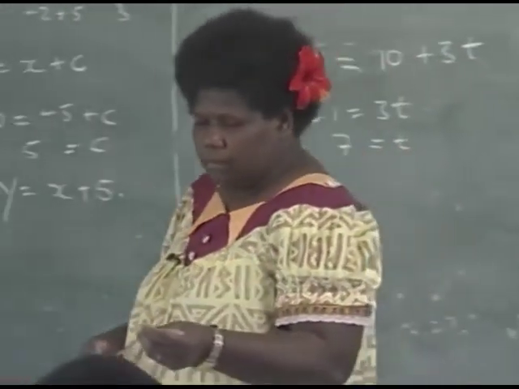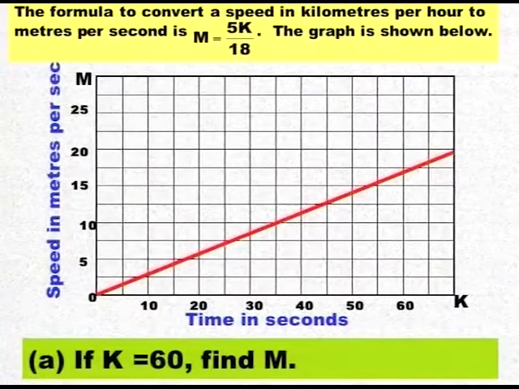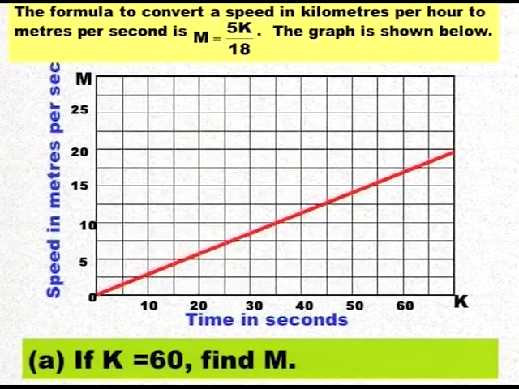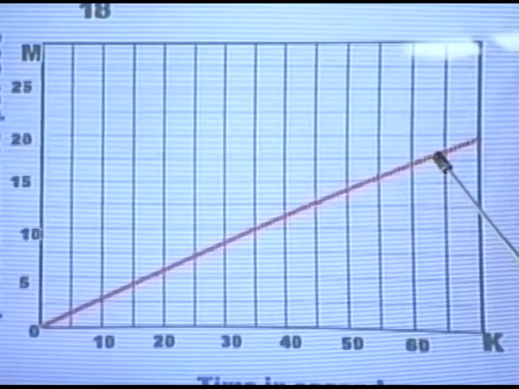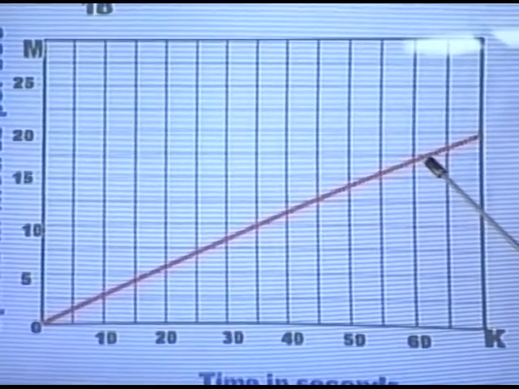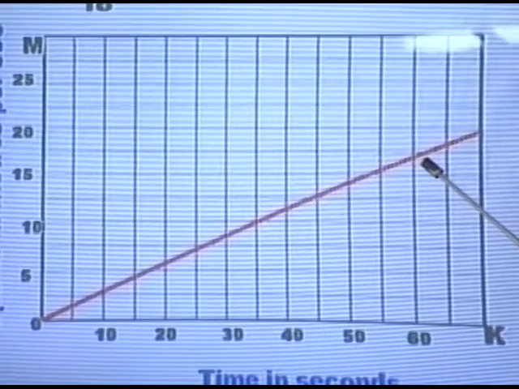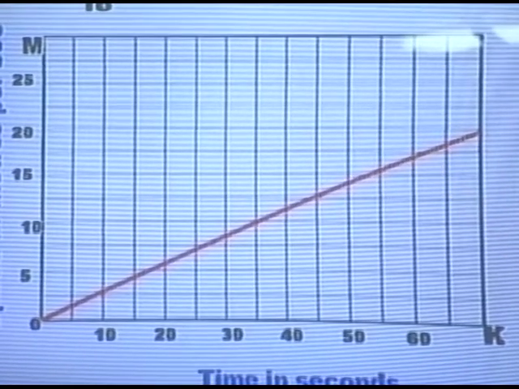Because from the graph, I don't have the small grids between the big squares, so if you read off from the graph and get closest to 17, it will be accepted. It's just below there, so it would be 17.